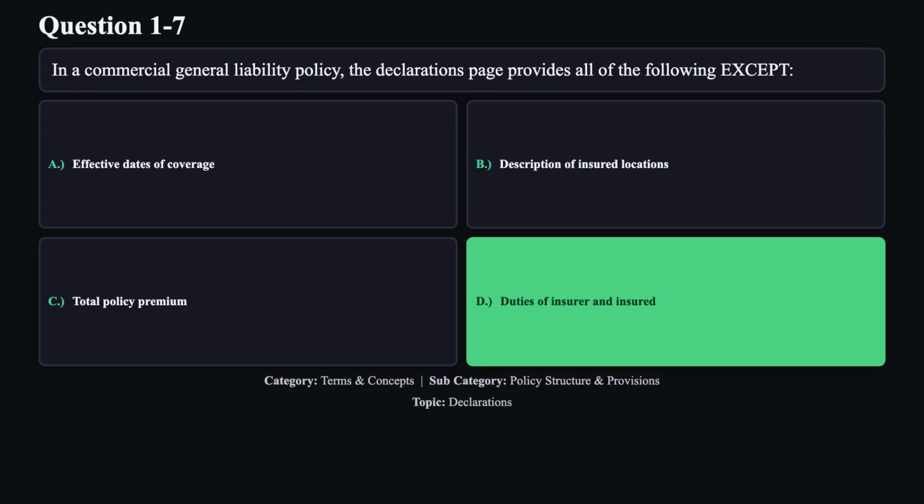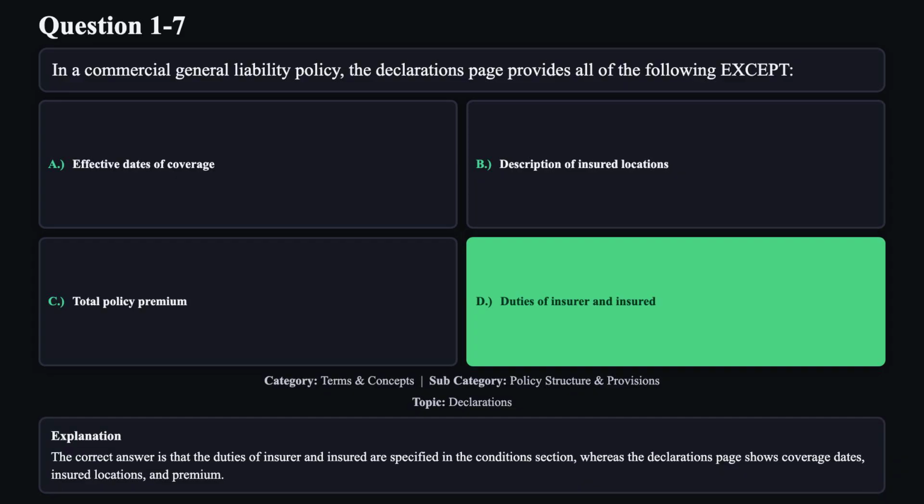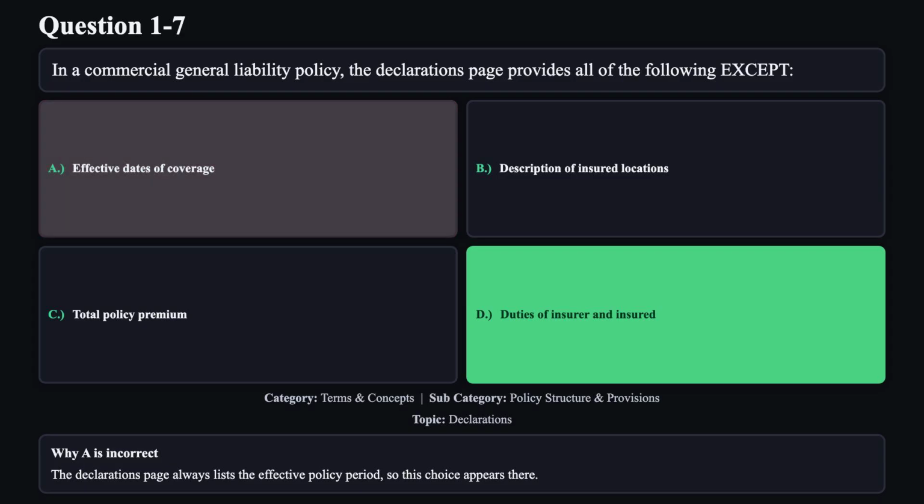The correct answer is D. The correct answer is that the duties of insurer and insured are specified in the conditions section, whereas the declarations page shows coverage dates, insured locations, and premium. Reason A is not correct. The declarations page always lists the effective policy period, so this choice appears there.